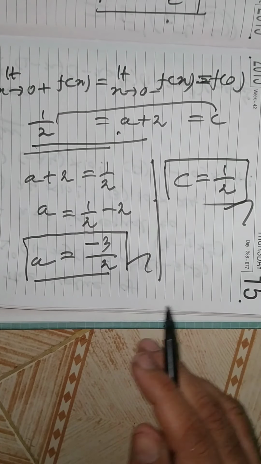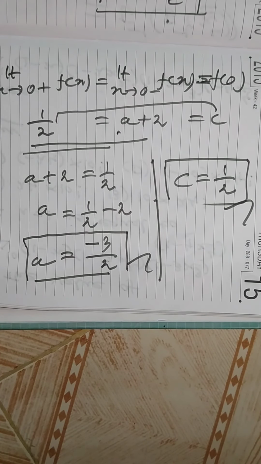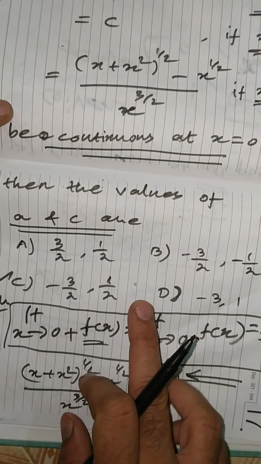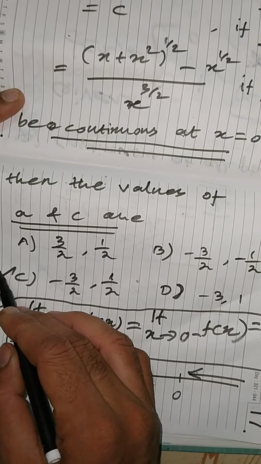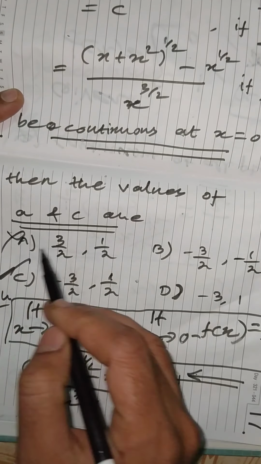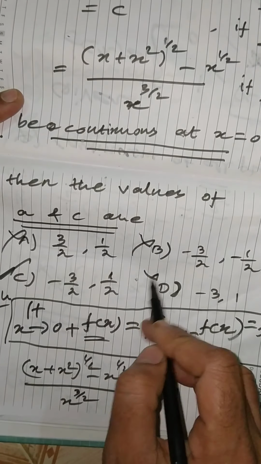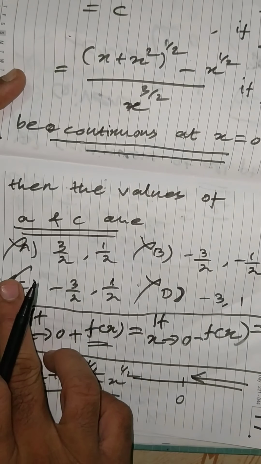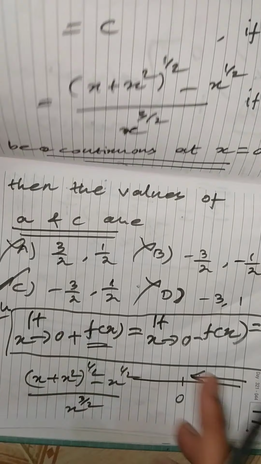So now we go to the options. Now 4 options are given. The correct option is option C only. So the remaining A, B, D are wrong. These three are incorrect for us. So option C is correct because we are getting a value minus 3 by 2, c value 1 by 2.